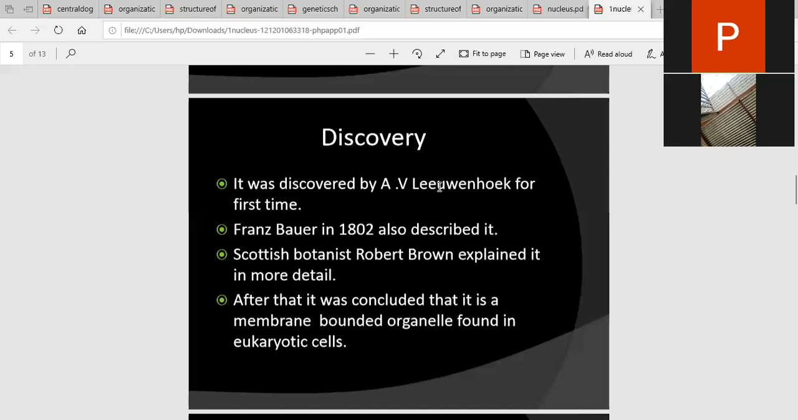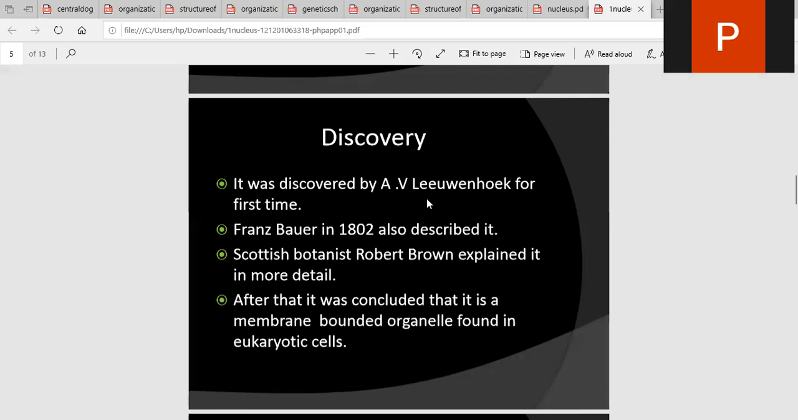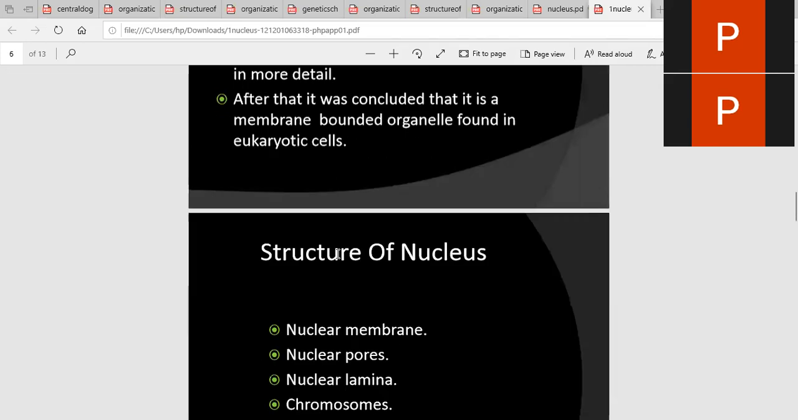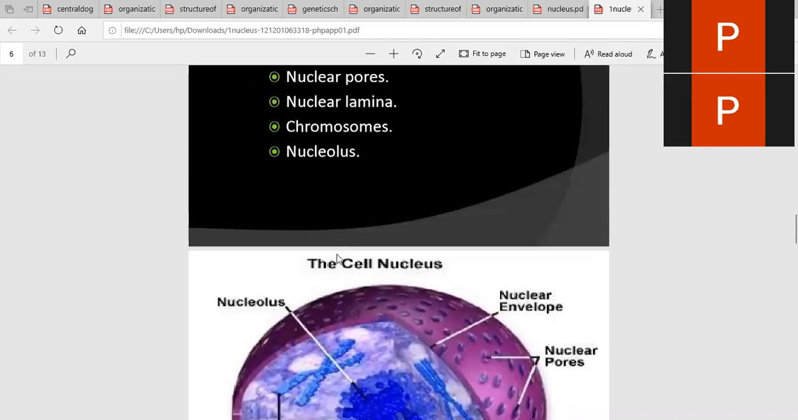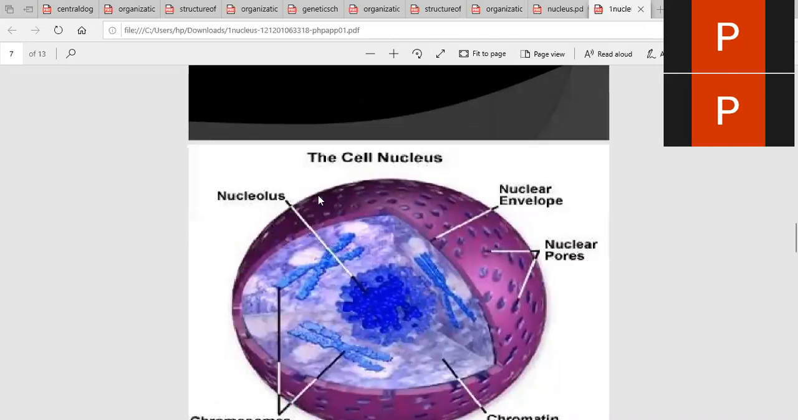We are not going into details about the discovery history of this nucleus. We need to know the structure of our nucleus, where our DNA or RNA is located. Here you can see the structure of the cell nucleus, where you can easily identify the nucleus and nucleolus.